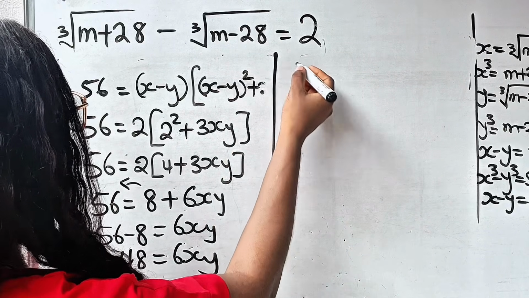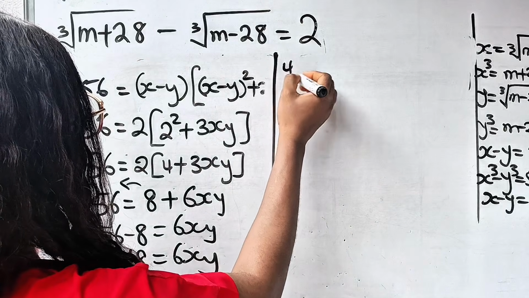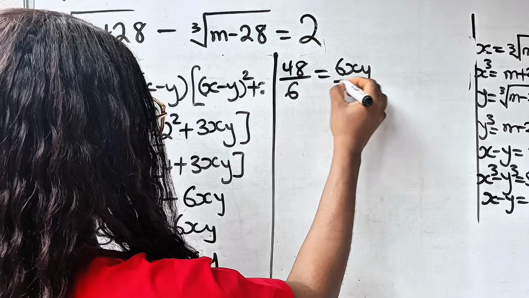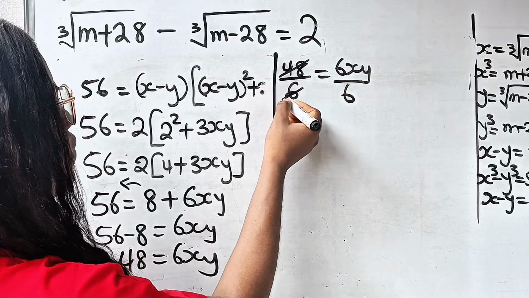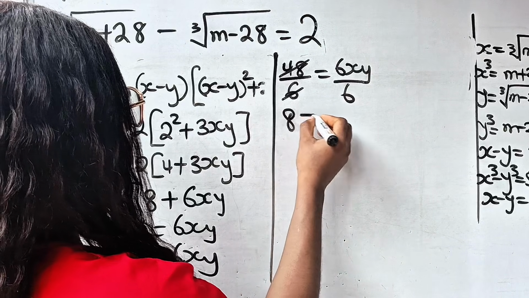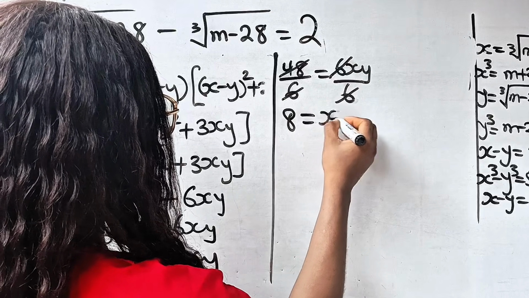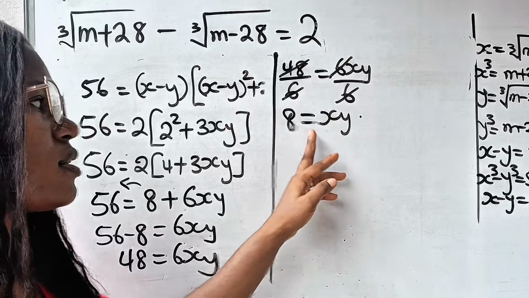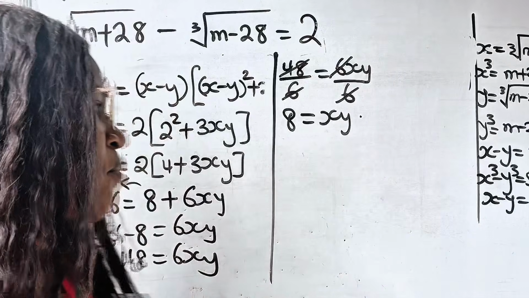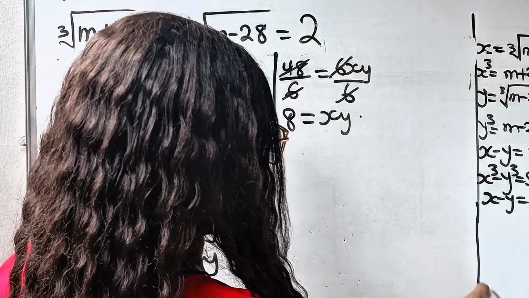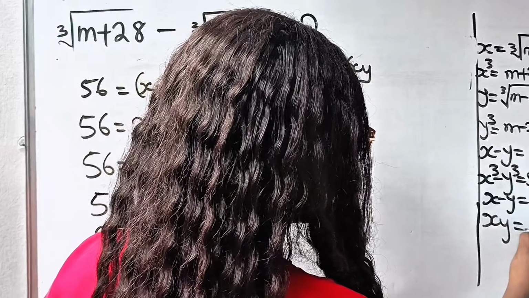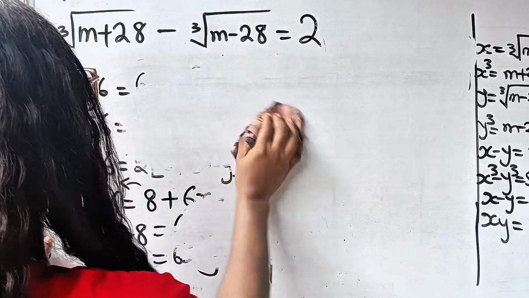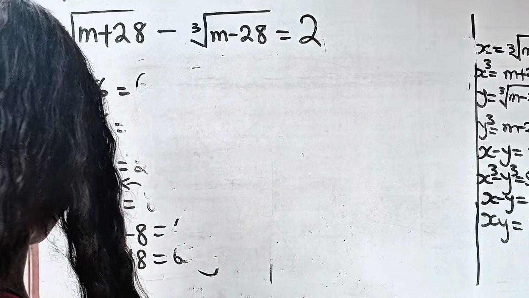So to get xy, we divide both sides by 6. So we have 48 over 6 is equal to 6xy divided by 6. So 48 divided by 6 will give us 8 is equal to this. We take away this and we have xy. So now you can see that 8 is equal to xy. Very important. So I'm going to write it down here that our xy is equal to 8. We are close to our solution.